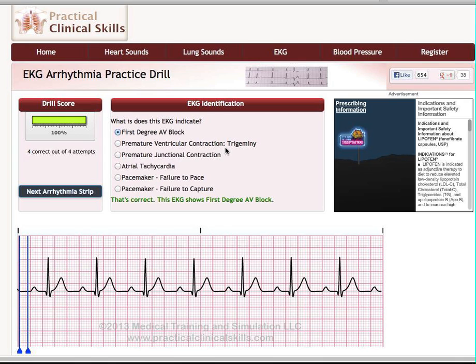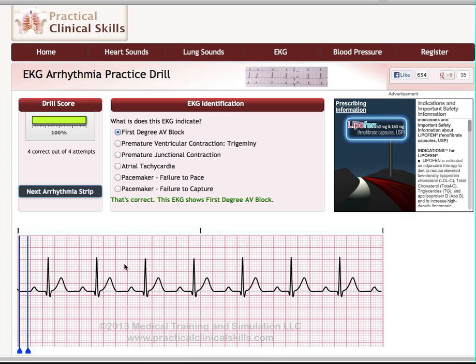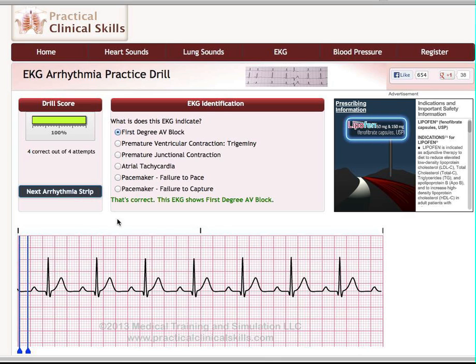So it's not a PVC. Trigeminy is where you have 2 normal beats followed by 1 PVC. That's not what these are, they're normal QRSs. It's not a premature junctional contraction. It's not atrial tachycardia. We have a P wave every so often. It's not pacemaker. We'll get to a pacemaker rhythm here in a little bit. But so this is the first degree AV block because our PR interval is longer than 0.2 seconds.